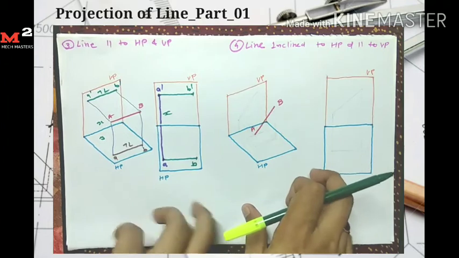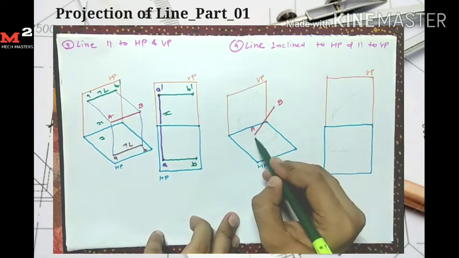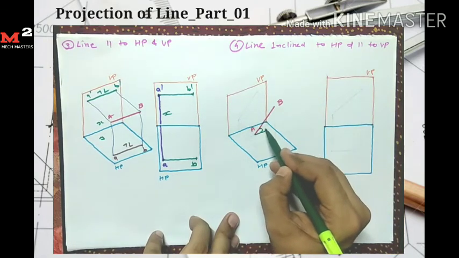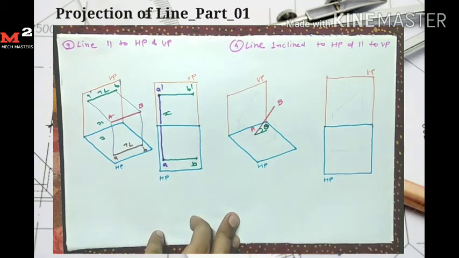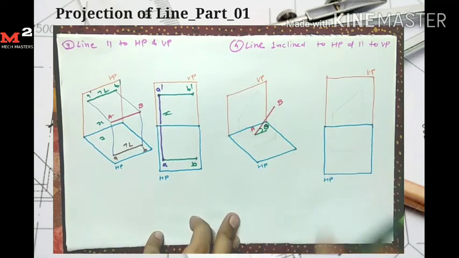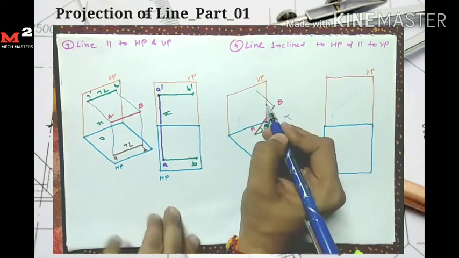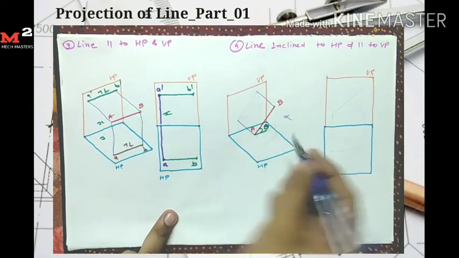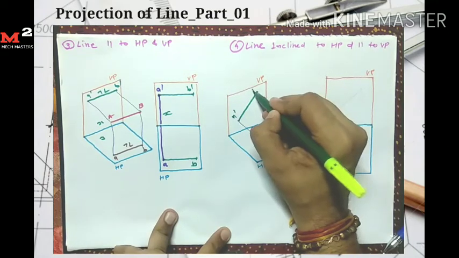Now let's see the fourth case, line is inclined to HP and parallel to VP. Here line is inclined to HP, means it makes an angle at here, and when the line makes an angle with HP, it is denoted by angle theta. So here line AB makes an angle theta with horizontal plane. And the line AB is parallel to VP, means points A and B have same distance from the vertical plane. So now for drawing its front view, I take the projection on vertical plane at here and at here. So I get its front view at here. I give the name A dash B dash.